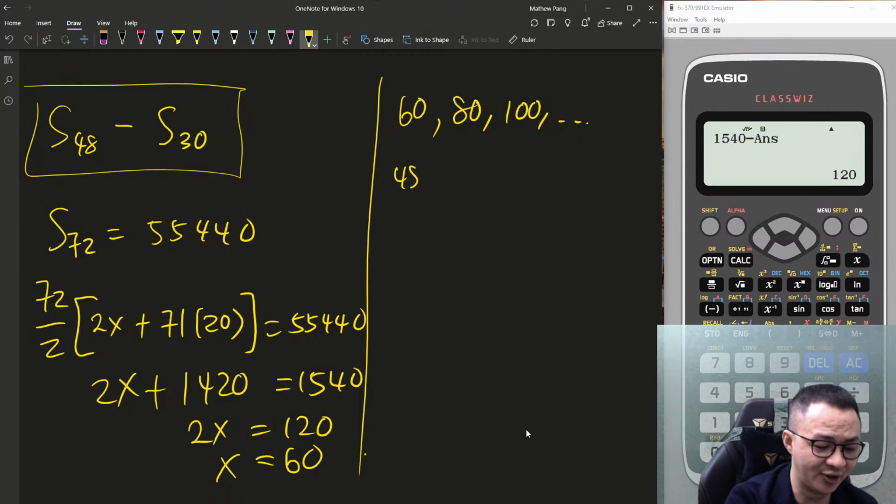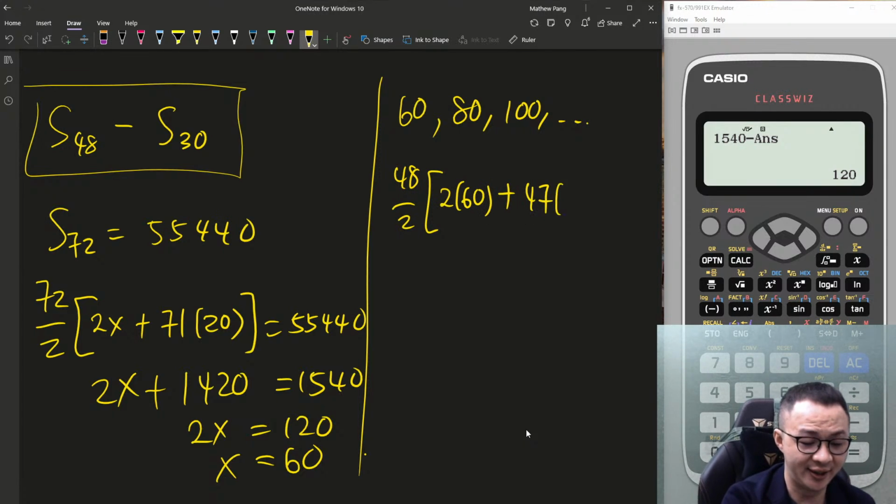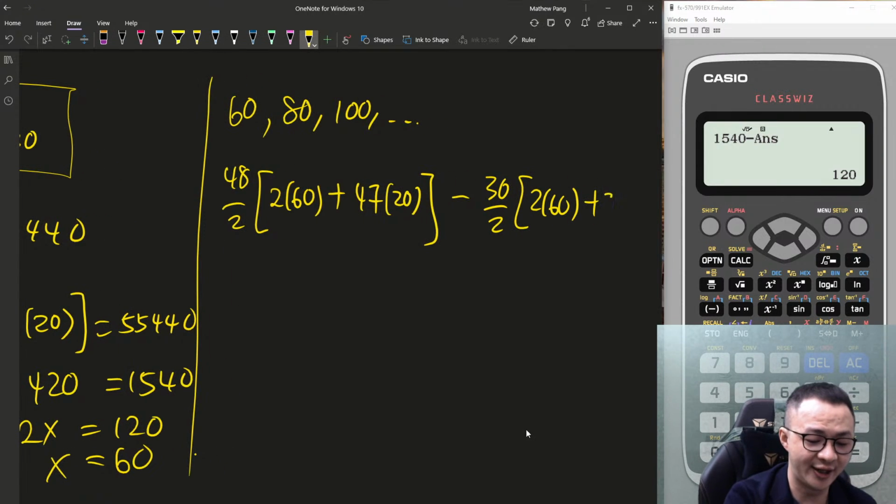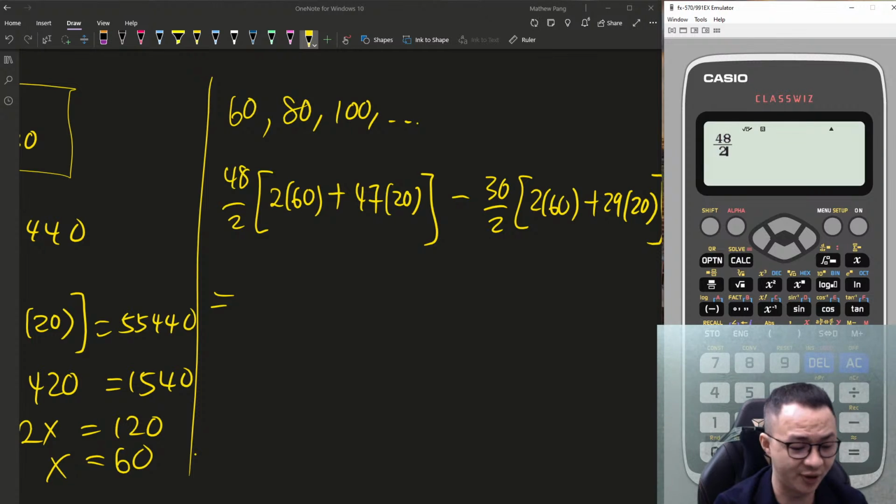So S48 is not too hard, right? n over 2, 2a plus n minus 1 d, minus the same thing, n over 2, 2a plus n minus 1, 29 d 20. Okay, then you just type everything into the calculator, you should be able to get the correct answer. The only challenging part is just trying to understand the question. But once you understand it, it doesn't seem super hard.